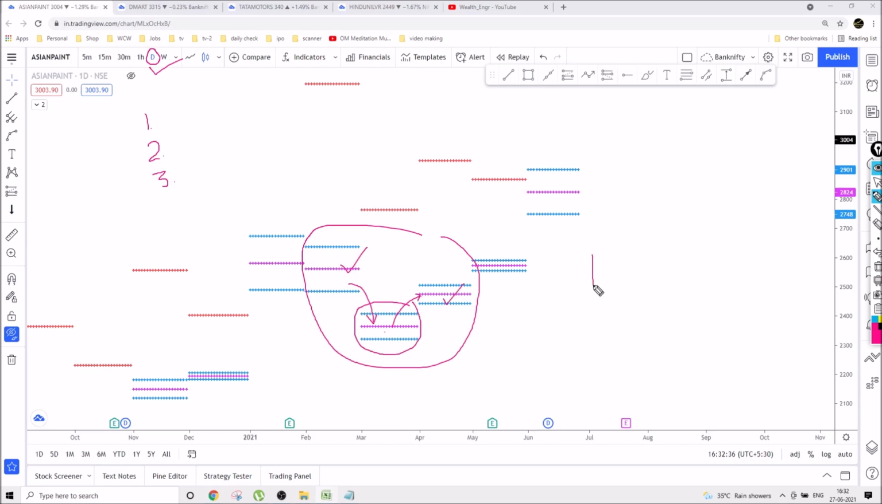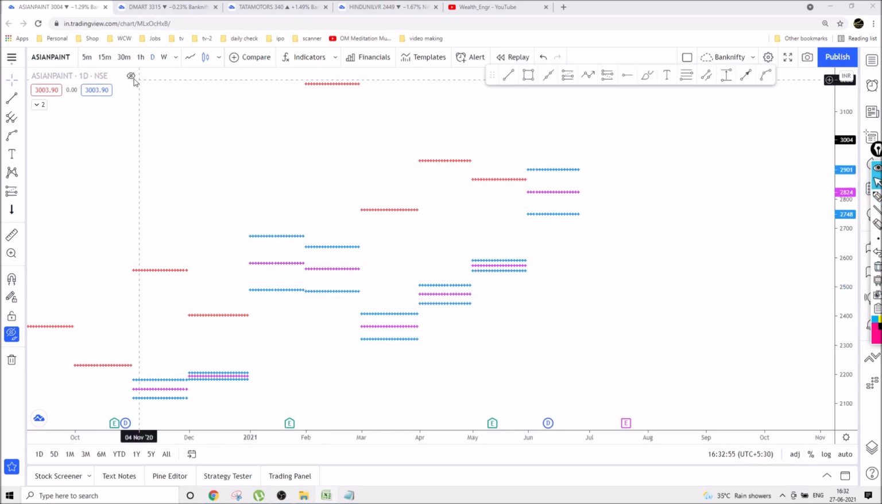Morningstar, you are aware now: one bearish candle, one doji candle, and one bullish candle. So it has to be like this. When you connect that, it has to form a V shape. Okay, then our setup will form.